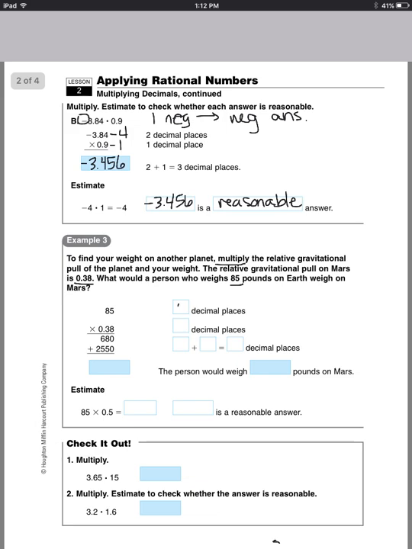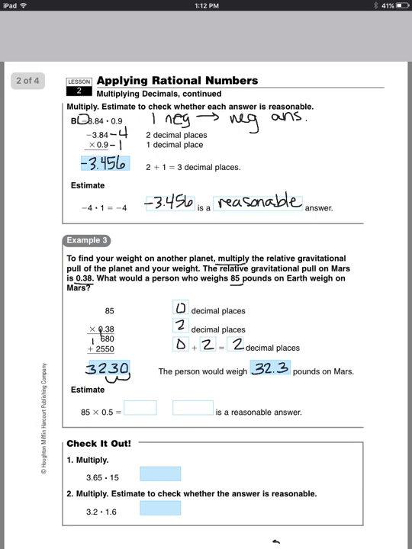85 is a whole number, so it has 0 decimal places. 0.38 has 2 digits after the decimal, so it's 2 decimal places. And 0 plus 2 equals 2. So we know we have to move the decimal over 2 places in our answer. 0 plus 0 is 0. 8 plus 5 is 13. Carry our 1. 1 plus 6 plus 5 is 12. Carry our 1. And then we got to move our decimal, and we get 32.30 or 32.3 would be the same thing.